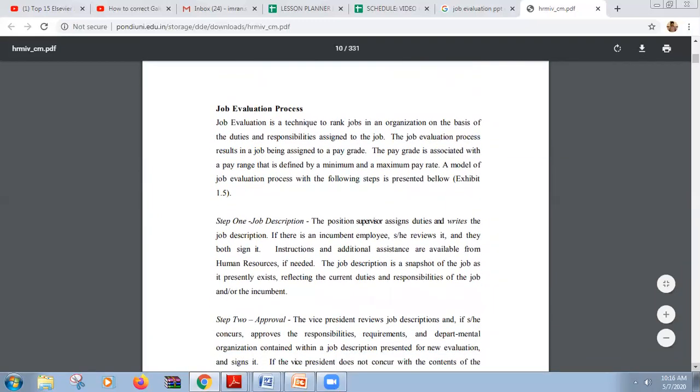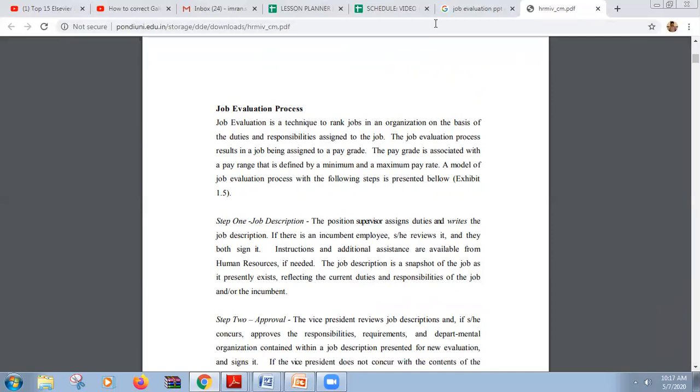The job evaluation process is a technique to rank jobs in an organization on the basis of the duties and responsibilities assigned to the job. The process results in a job being assigned to a pay grade. The pay grade is associated with the pay rate, defined as the minimum and maximum pay rate. So this was about the job evaluation process, where we discussed all the factors that are taken into consideration for evaluating a job, and the different types of skills required to perform a job.